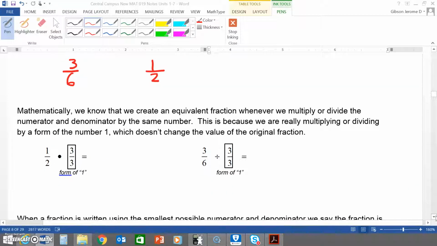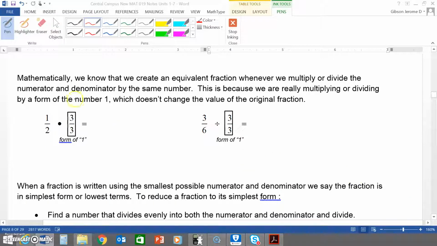So now, we come here. It says mathematically we know that we create an equivalent fraction whenever we multiply or divide the numerator and denominator by the same number. This is because we are really multiplying or dividing by a form of the number 1, which doesn't change the value of the original fraction.